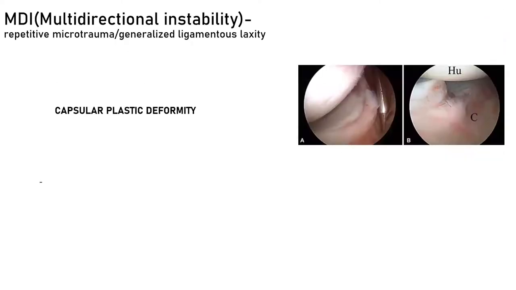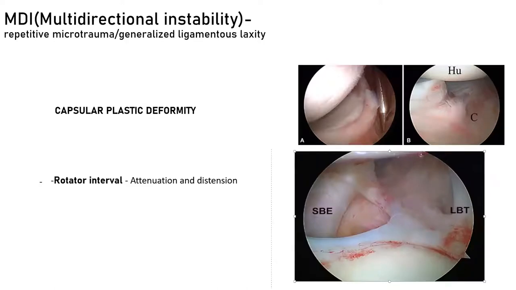And coming to multidirectional instability, it is mainly due to repetitive microtrauma or generalized capsular ligamentous laxity. And the pathology behind it is usually capsular plastic deformity or attenuation and distension of the rotator interval.